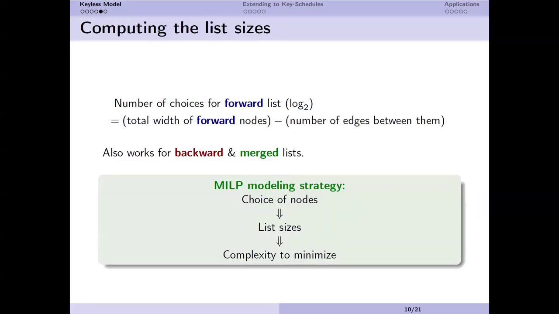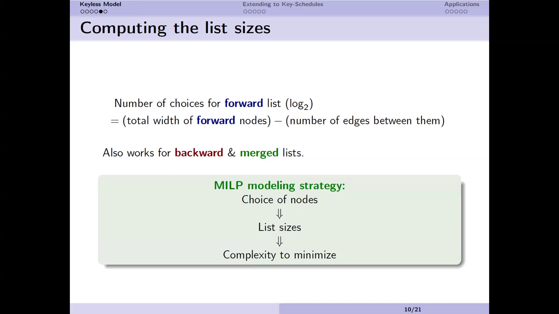Now we're going to go into the MILP modeling. So we use MILP, and as Marie explained this morning, this is optimization under linear constraints and possibly discrete variables. The forward and backward nodes, so the choice of these nodes, are the discrete variables, so they are Boolean variables.